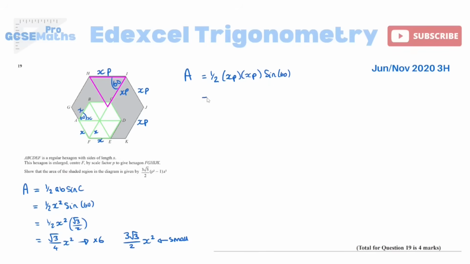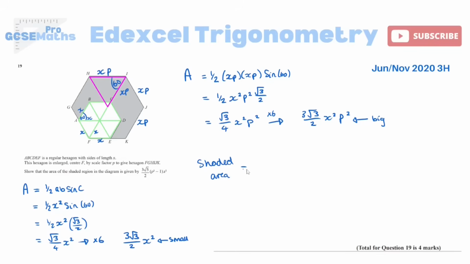And then I just simplify that. So half xp times xp is x squared p squared. So you can see we're starting to get p squared in here as well. Sine 60 we know is root 3 over 2, isn't it? Again, we want 6 of those, don't we? So then that would become the same fraction, basically, just with an extra p squared at the end. 3 root 3 over 2, x squared, p squared. That's the large one, the big one. So if we want to know the shaded area, the last thing we want to do is subtract the 2. So the big one minus the small one, that's the area of the shaded region.